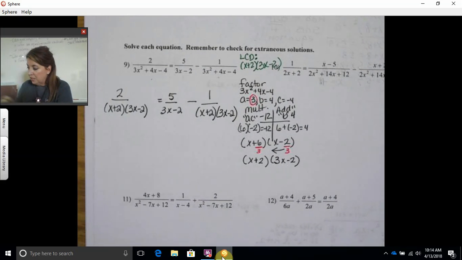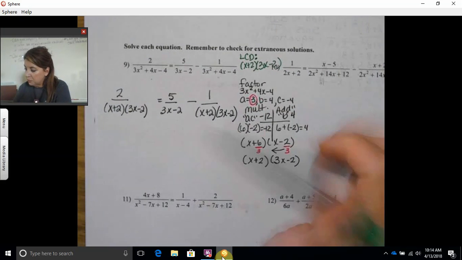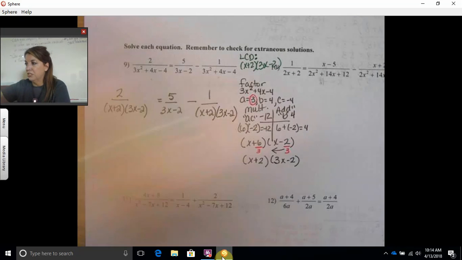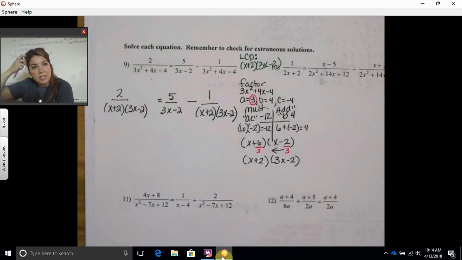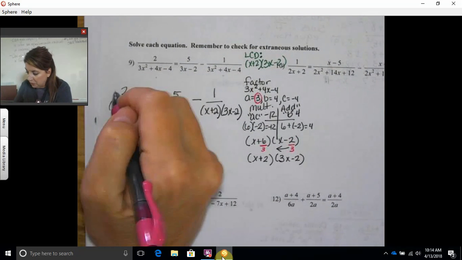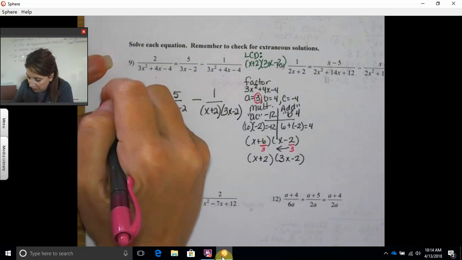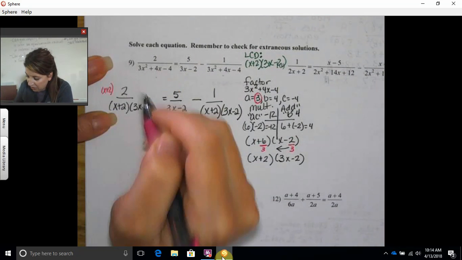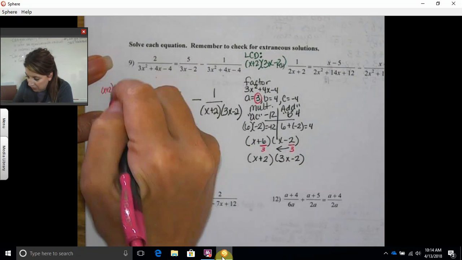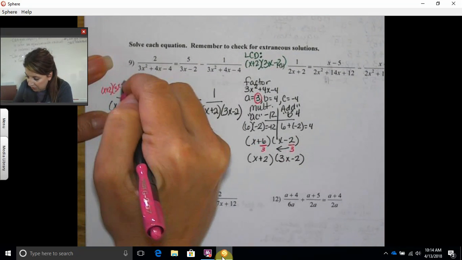And then we determined that our least common denominator was x plus 2 and 3x minus 2. So we're at the point where we need to multiply every term by the least common denominator. And since I don't have a whole lot of room, I'm going to kind of jumble it all in there, okay? So you know what you're supposed to be doing. So I'm going to multiply every term by x plus 2 and 3x minus 2.